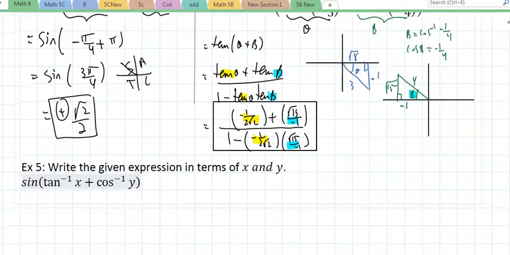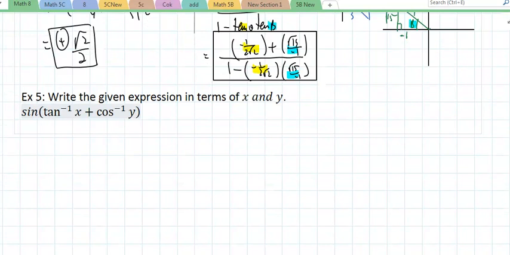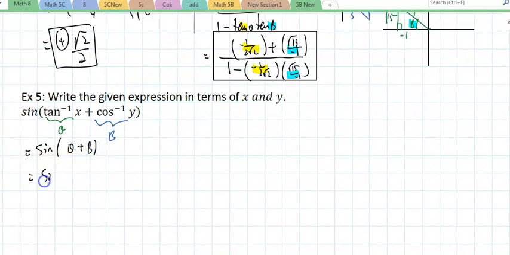One more to go. And this is a problem that we need for calculus. We call this theta. We call this beta. Just like the problem I did. So I'm really looking for the sine of theta plus beta, which is the sine of theta cosine of beta plus sine of beta cosine of beta.